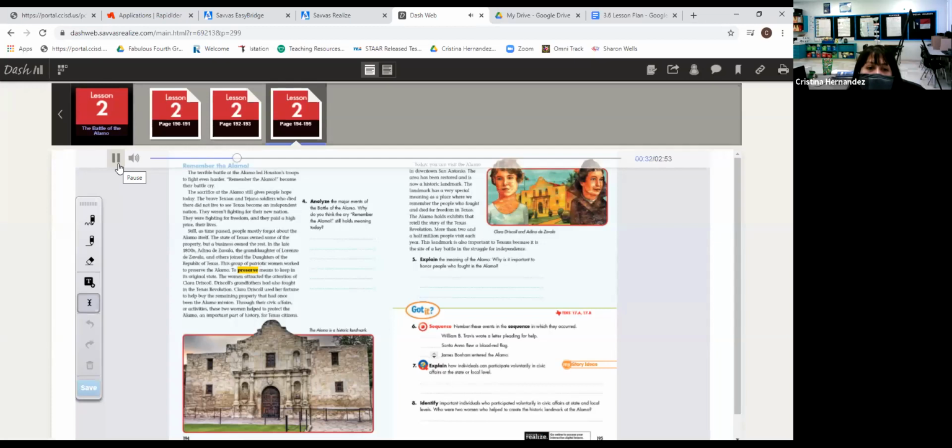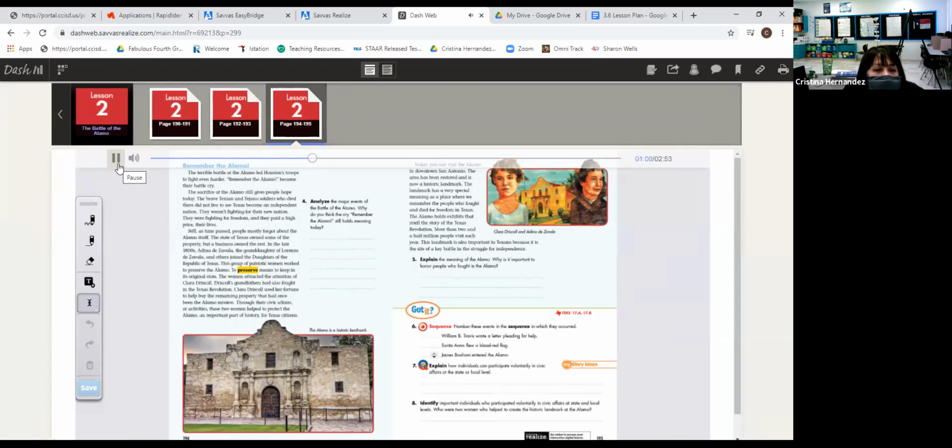Still, as time passed, people mostly forgot about the Alamo itself. The state of Texas owned some of the property, but a business owned the rest. In the late 1800s, Adina de Zavala, the granddaughter of Lorenzo de Zavala, and others joined the Daughters of the Republic of Texas. This group of patriotic women worked to preserve the Alamo. To preserve means to keep in its original state.